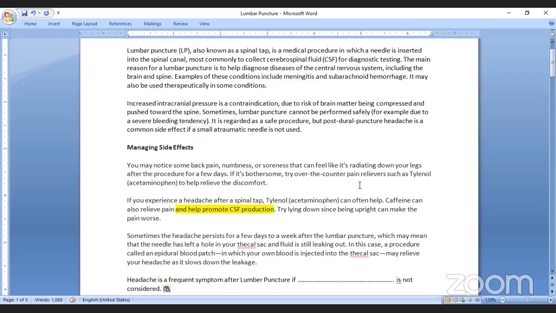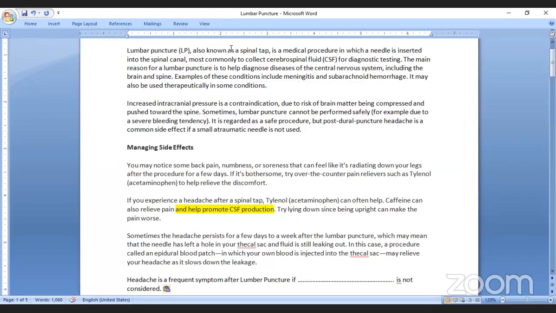So what are your keywords? What are you looking for? Headache. Headache. What else? A small traumatic needle is not used. This is the answer. It should be a frequent symptom. If something is not considered, headache is a frequent symptom. Frequent means more often. Where is the small traumatic needle?